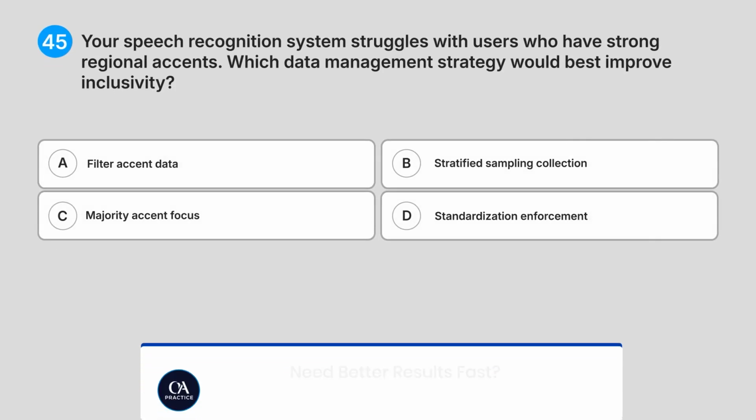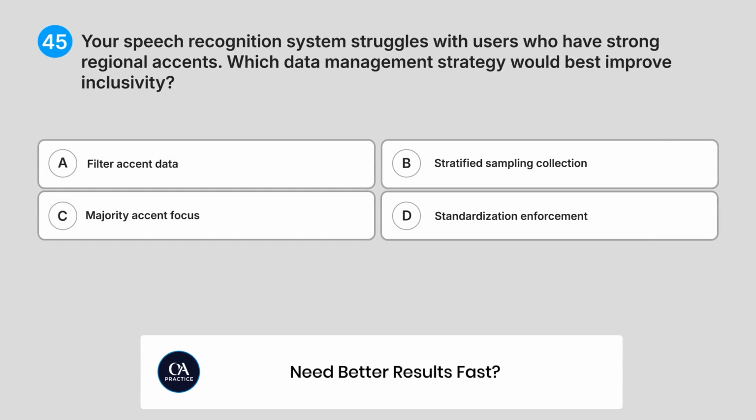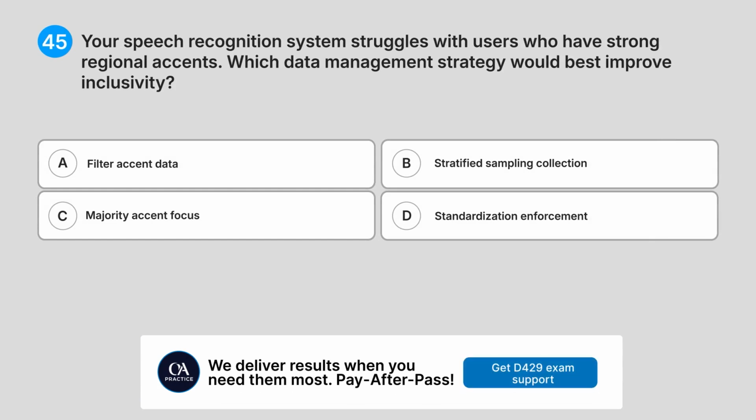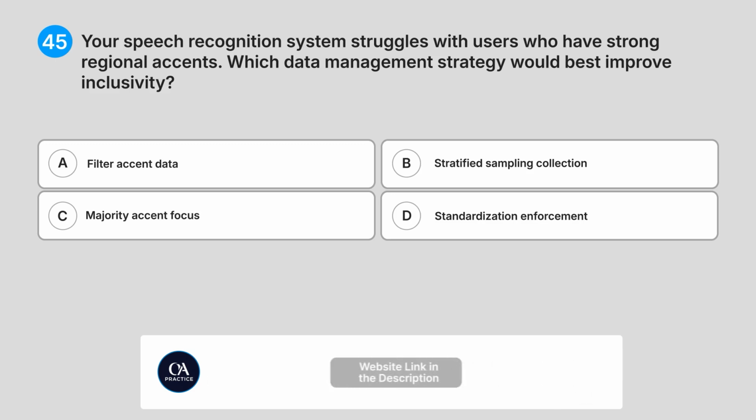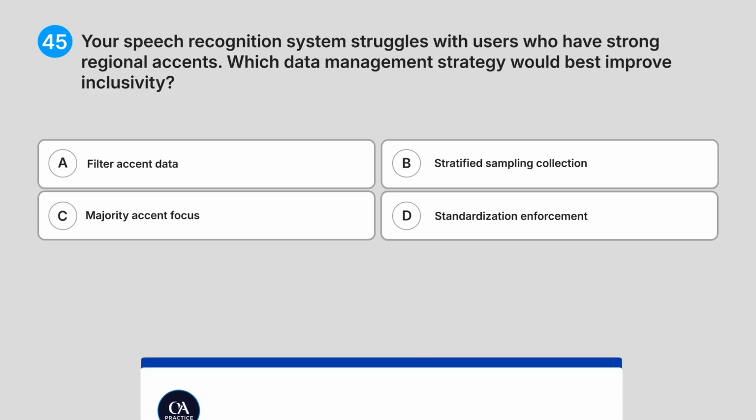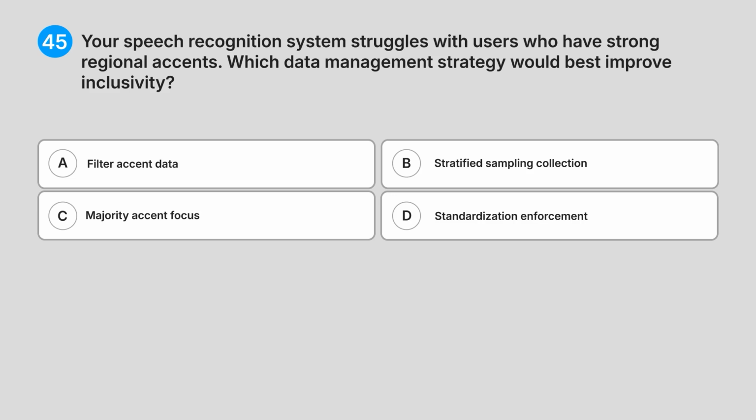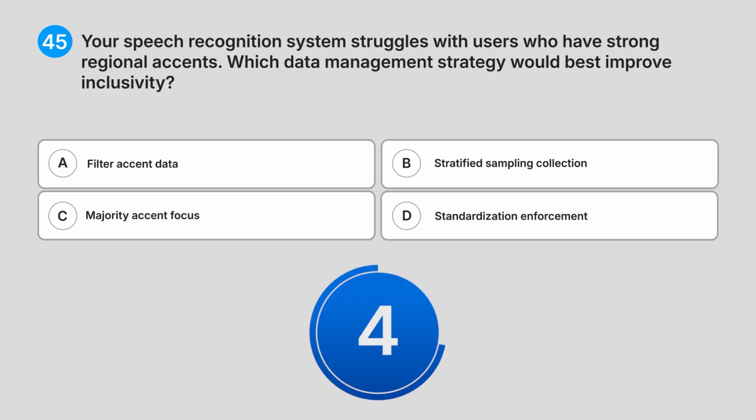45. Your speech recognition system struggles with users who have strong regional accents. Which data management strategy would best improve inclusivity? A. Filter accent data. B. Stratified sampling collection. C. Majority accent focus. D. Standardization enforcement. Can you guess the answer?